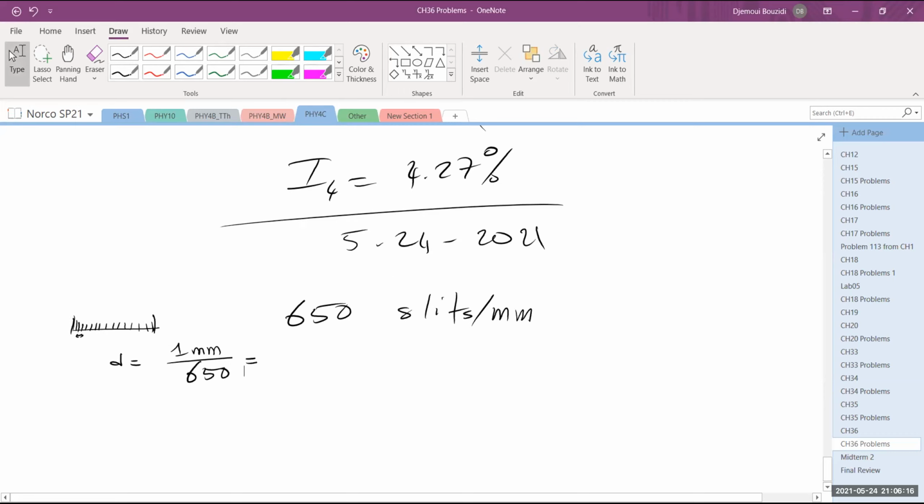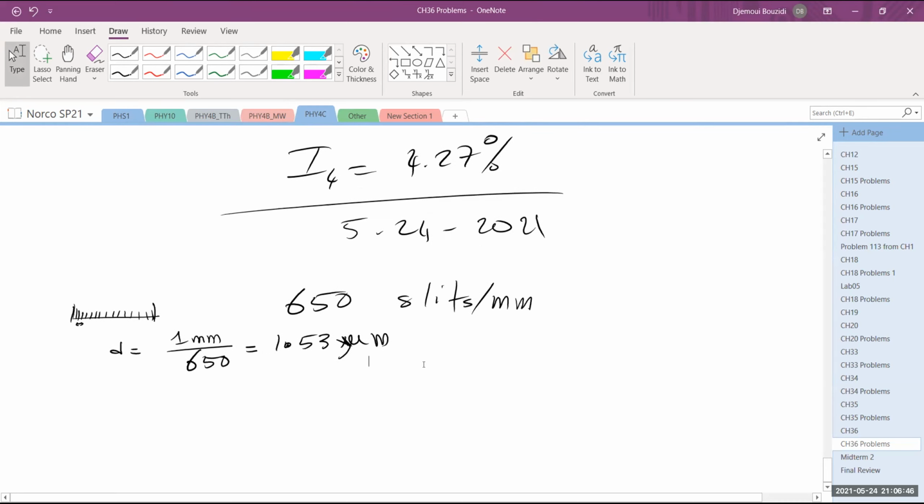So from here, we have the value of d. d is equal to 1 millimeter over 650, which is 1.53 times 10 to the negative 6 meters, or micrometers. So we need the d, and this is the distance between the 2 slits.